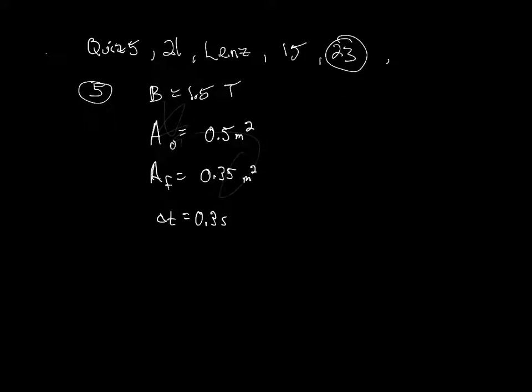Okay, so to find the average EMF, the EMF that's induced is equal to a negative change in flux divided by a change in time. So we're changing the flux that's going through this over some change in time. So the change in flux, we have to know what the equation for flux is. What is the equation for flux? B times A.